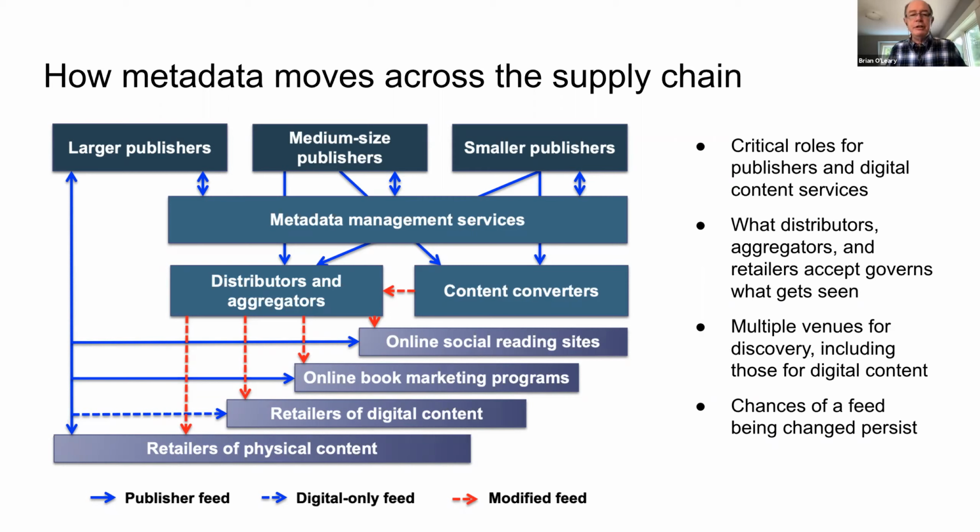And then the last piece, and this is important as you start to think about very granular descriptions of content, the chances of a feed being changed across the supply chain are actually not small. And so there has to be some mechanism for you to periodically check to make sure that the information you've put out about a book reflects what you feel to be accurate. Because if any one of the intermediaries changes the feed or changes aspects of it, you could be describing the product in a retail environment in a way that doesn't reflect what a publisher might want.